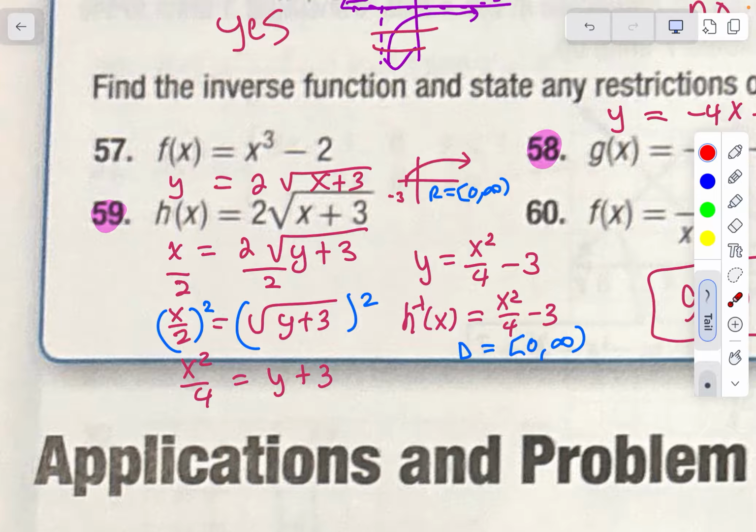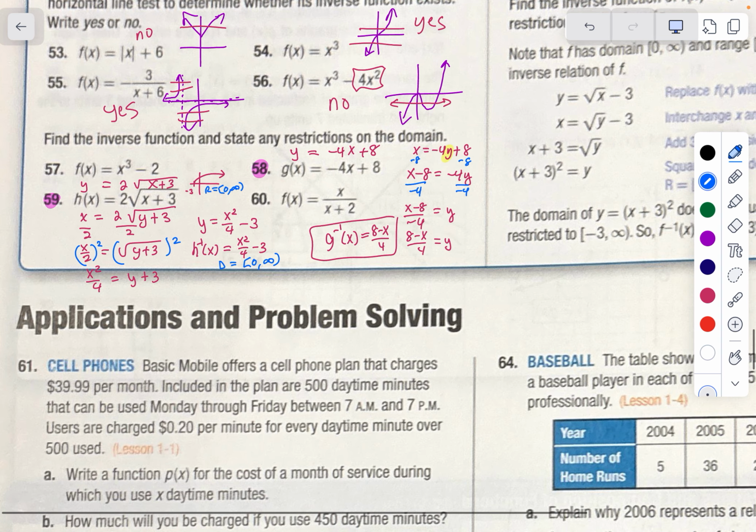And so that's why if it says state any restriction on the domain, if you end up with something that is not invertible, like this one is not invertible, then you have to, in this case, if it's a square root, you would have to chop it in half. If it's a square, you have to chop it in half. So that is just a little bonus piece of information. Okay? Okay, so that's 1-7.